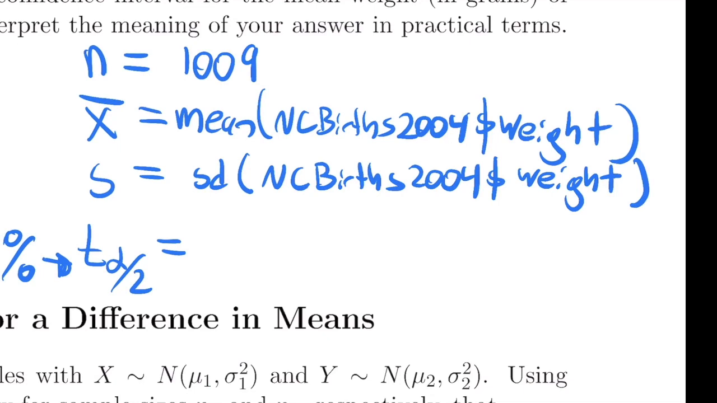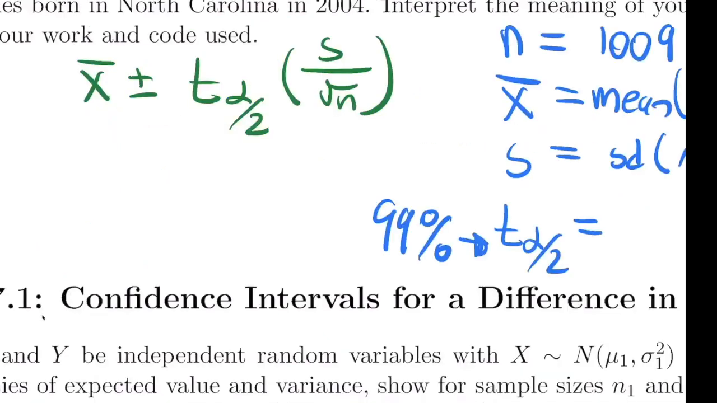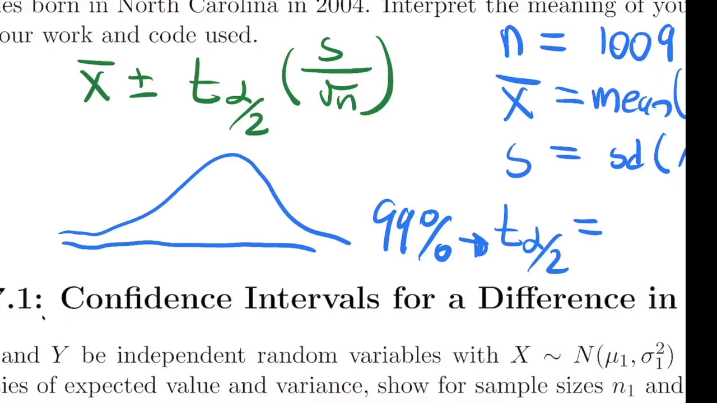And the N, that's the 1009. I could see that by hitting view the data set just to see how many observations are in there, for example. And now for this cutoff value, this is the trickiest part of it. For a 99% confidence interval, we want to have 99% of this stuff in the middle. And for this example, what would our degrees of freedom be?